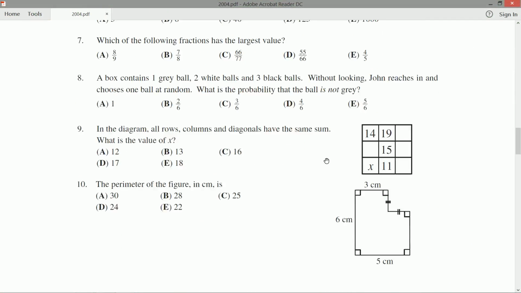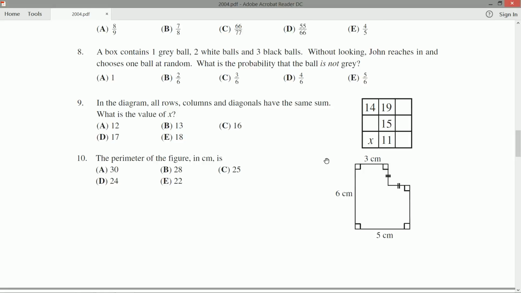Question number 9, in the diagram, all rows, columns, and diagonals have the same sum. What is the value of x? So, diagonals, so 14 plus 15 plus something needs to have the same sum as, say, a row, so x plus 11 plus something. Or 19 plus 15 plus 11, because the columns have the same sum.